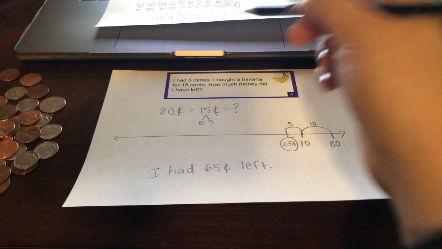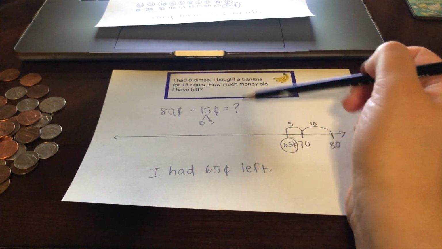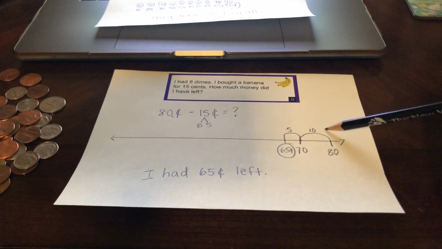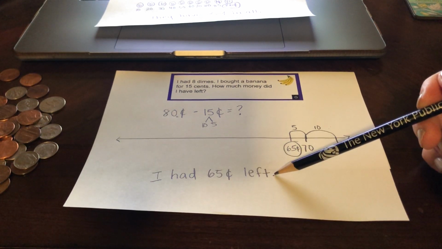So just make sure, once again, you're doing 3 things. You're showing your equation that matches the problem with the part that you don't know. Show your work in any way that you would like, as long as you're showing how you thought about it, and writing a sentence that shows your answer.